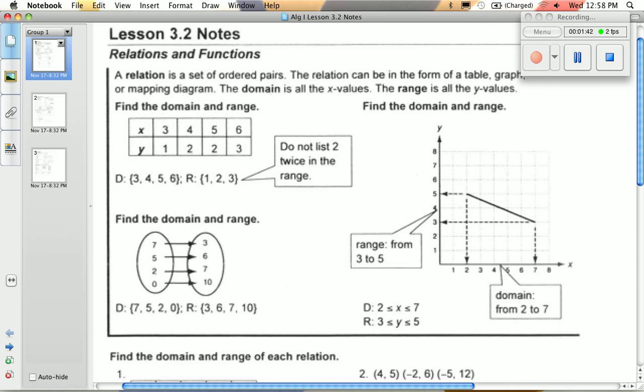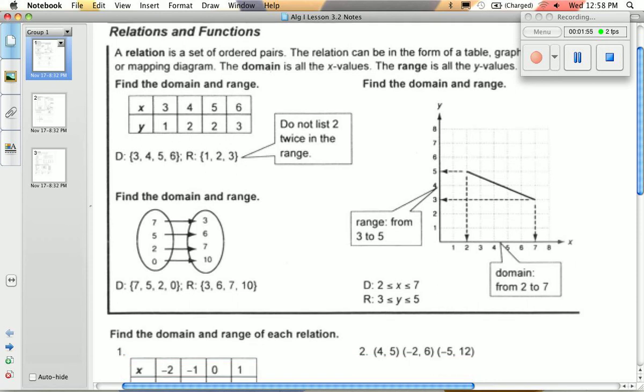So a relation is a set of ordered pairs. We know that ordered pairs have x's and y's. We know that the domain is going to be made up of the x's. We know the range is going to be made up of the y's. So let's just practice finding the domain and the range. I am going to change a little bit about how they did this on here. When we list our domain and range, we're always going to do it in numerical order from least to greatest, okay?